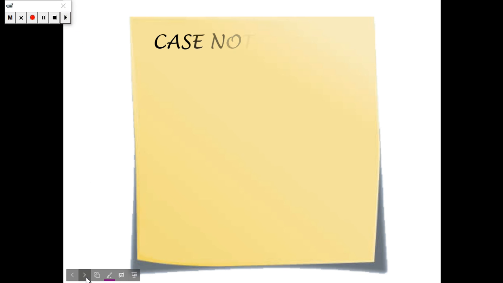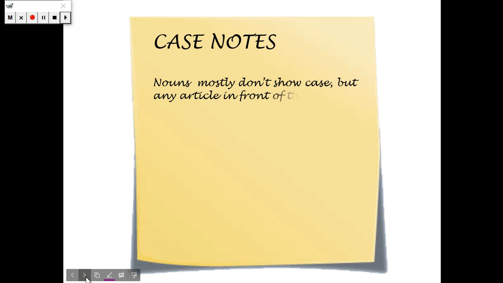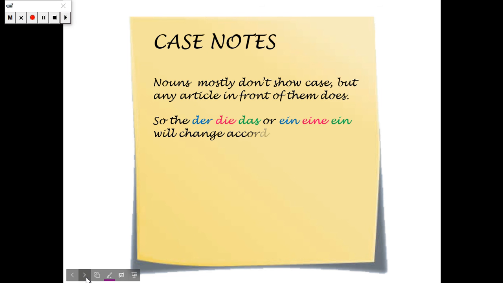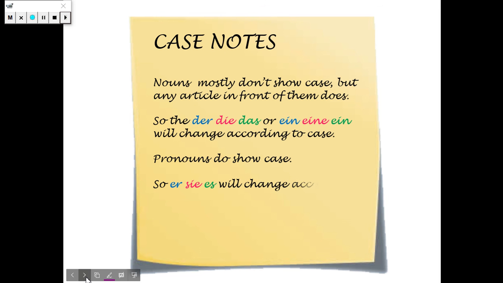So pronouns wise, the subject pronouns are er, sie and es. In simple terms, he, she and it, but remember, the er, sie and es refer to the gender of the noun. So if you're talking about a table, then the word for it is er. If you're talking about a cat, which is feminine, then it's sie, etc., etc.